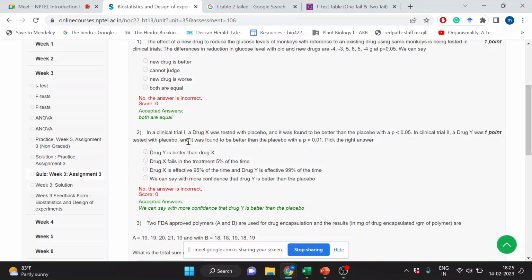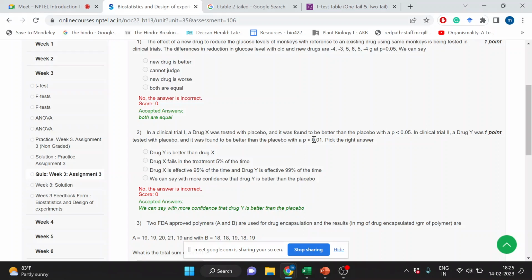When we reduce p, like the criterion for p less than say 0.01, what kind of error do we try and reduce? We try to reduce type 1 error, the false positive. So we can say using this that drug X, because it is tested with a higher threshold, has a higher chance of giving me a false positive than drug Y.